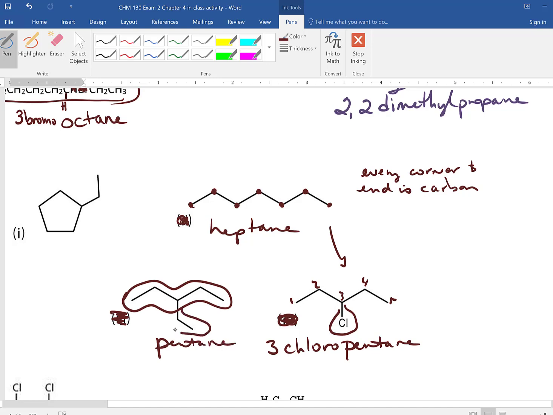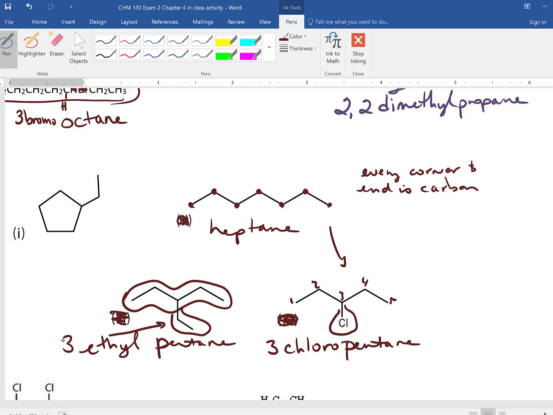So what is this? No, it's a what? What's this group hanging off? It's got a corner and an end, so it's a 2-carbon group. That is an ethyl. So that's an ethyl group, and it's hanging off of carbon number what? 3. Just like the last one. 1, 2, 3, 4, 5, or 1, 2, 3, 4, 5. Either way, you're going to have a 3.